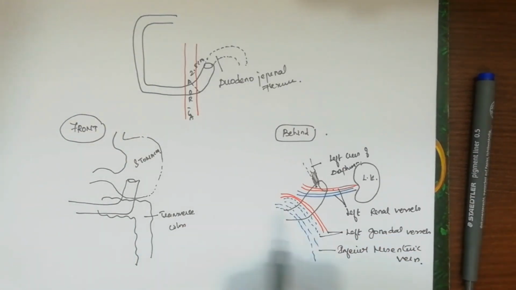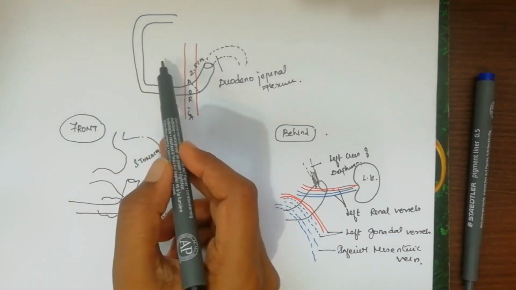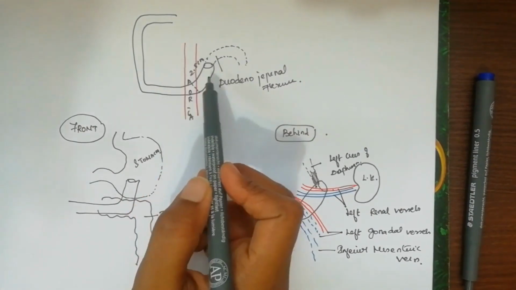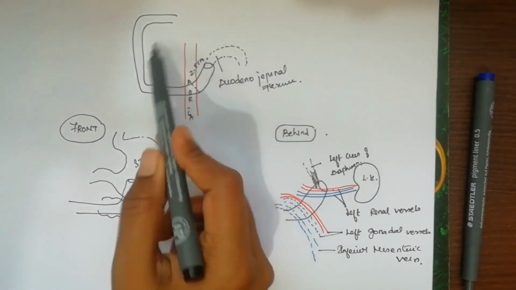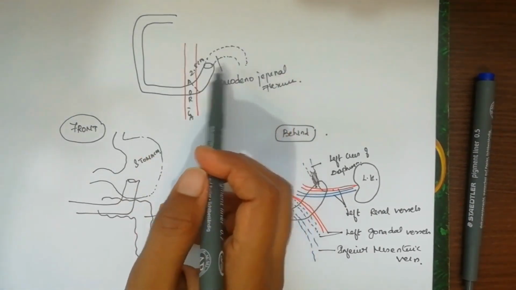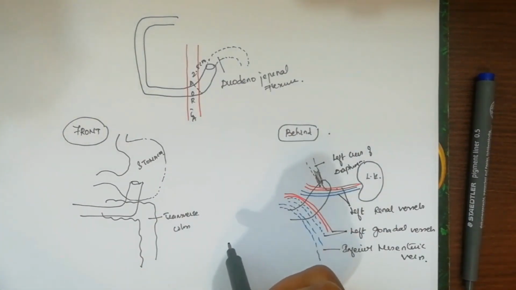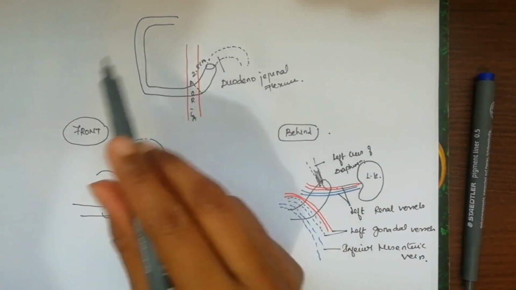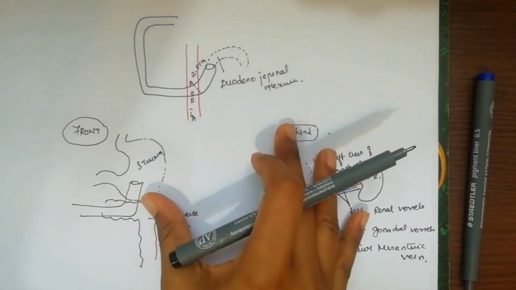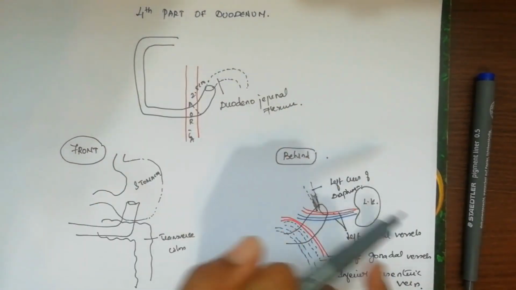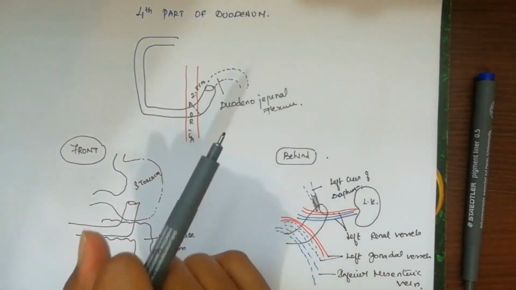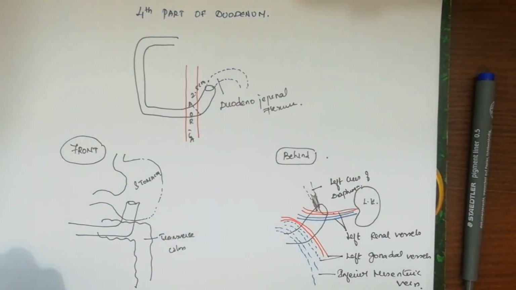So these are the structures related anteriorly and posteriorly. Now we can term the fourth part right and left relation. On the right side we have the pancreas, as you already know. On the left side we have the left kidney related with its left ureter. So these are the details you have to mention to talk about the fourth part of duodenum: anterior, behind, right and left relation.